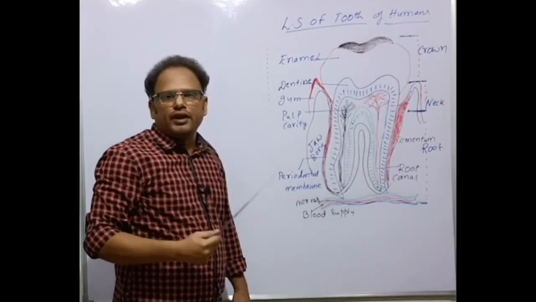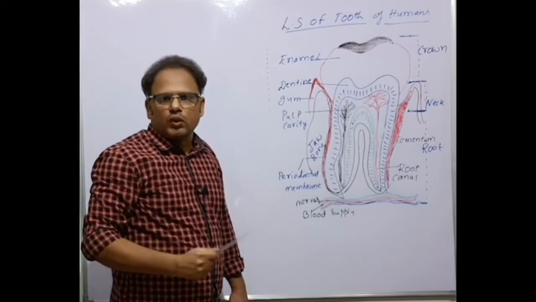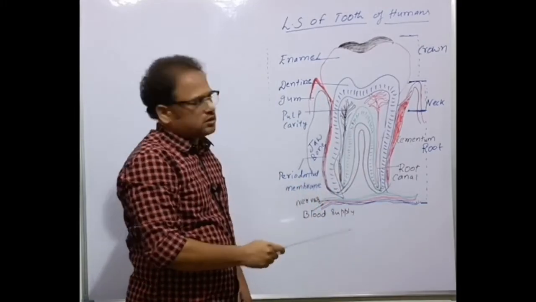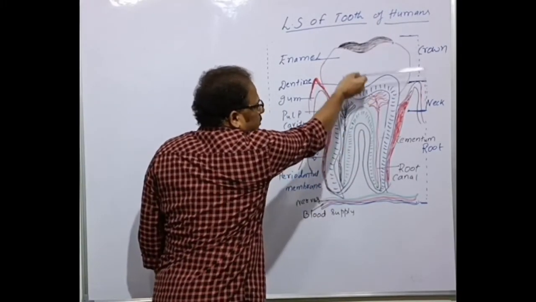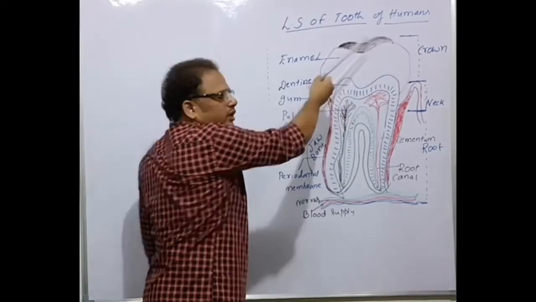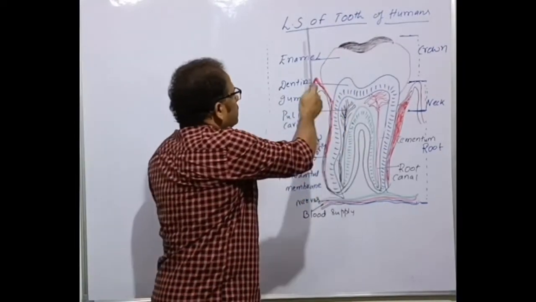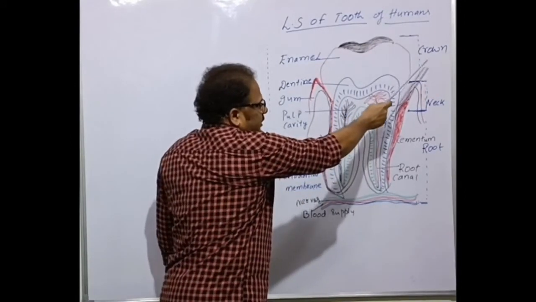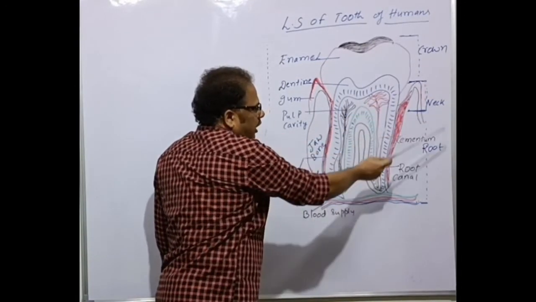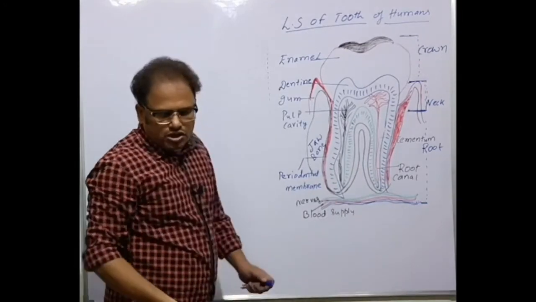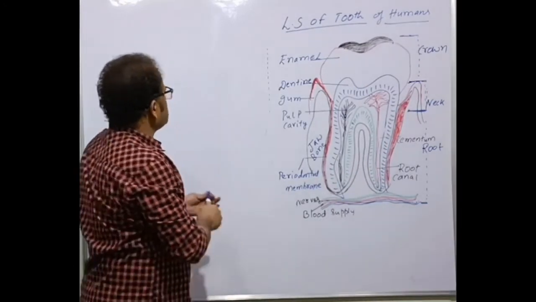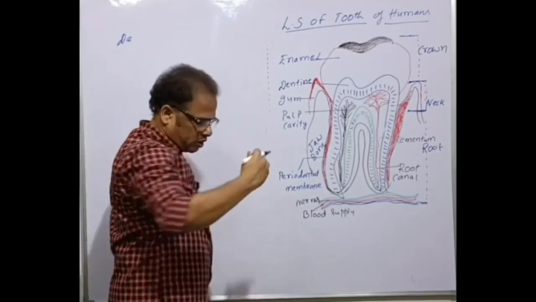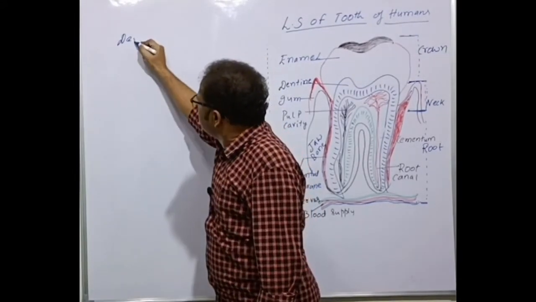What is embedded? Lying deeply within is called embedded. So the neck and root are embedded inside the sockets. These cannot be seen. Only the crown can be seen because it is the exposed part. So the tooth of man, tooth meaning a single one, consists of basically three parts: crown, neck, and root. Now much of the tooth is made of a substance called dentine.